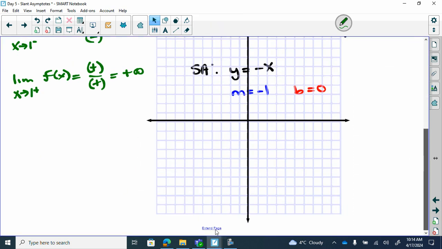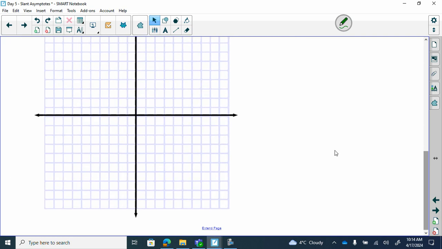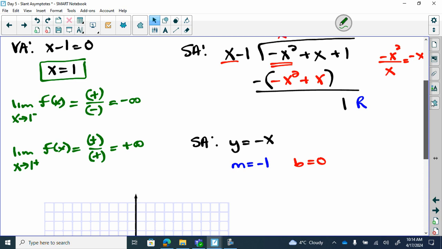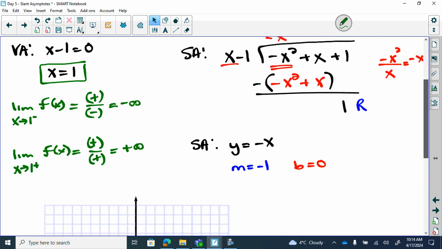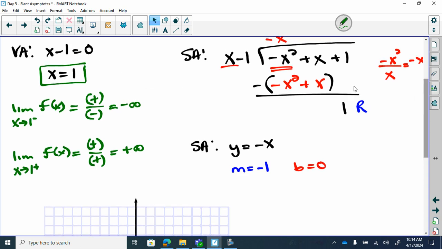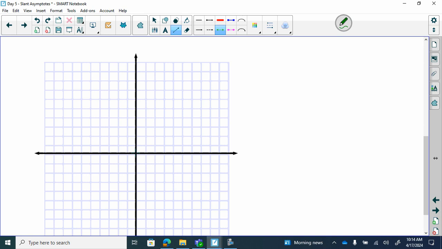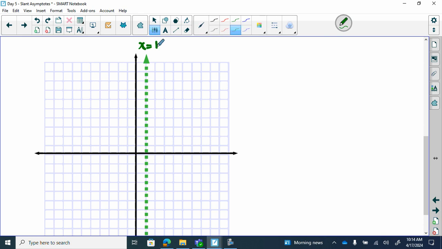First of all, I'll start with my vertical asymptote. Where was it? X equals 1. So where does x equal 1? Here's where x equals 0. Which direction should I move? To the right. Good. And what type of line should I draw? A vertical. And I will identify that x equals 1.